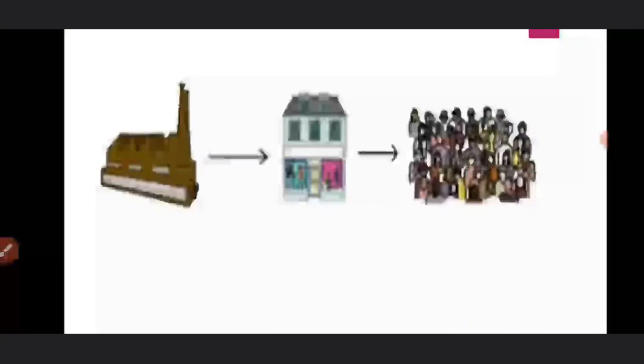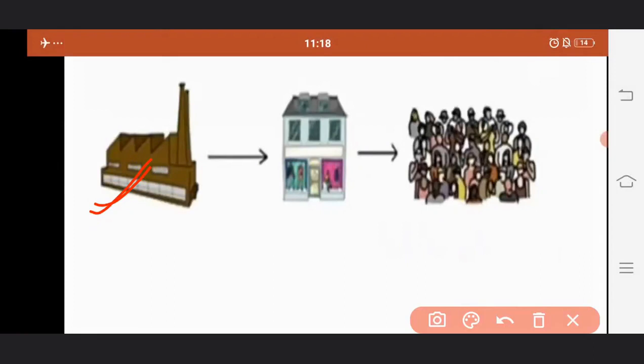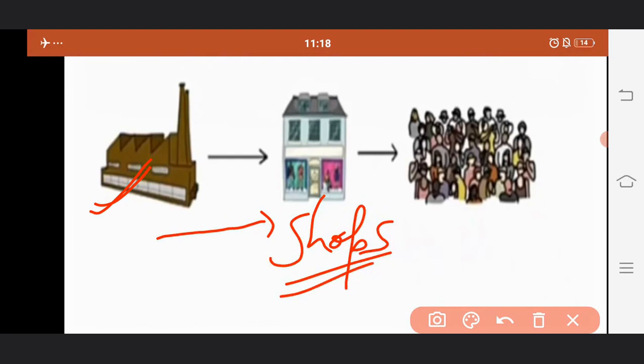Let us consider an industry. I considered an industry or a factory because all the goods or the materials that we purchase or buy are manufactured in the industry itself. These products, materials or items are then sent to shops. That means shopkeepers buy all the materials from the industry.